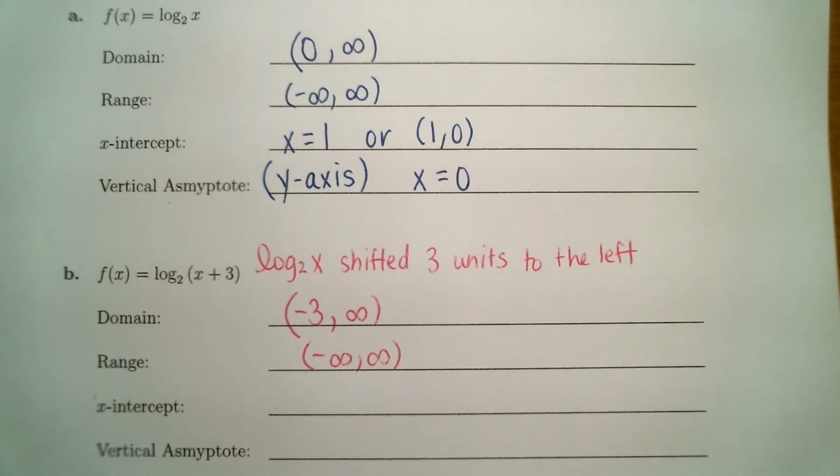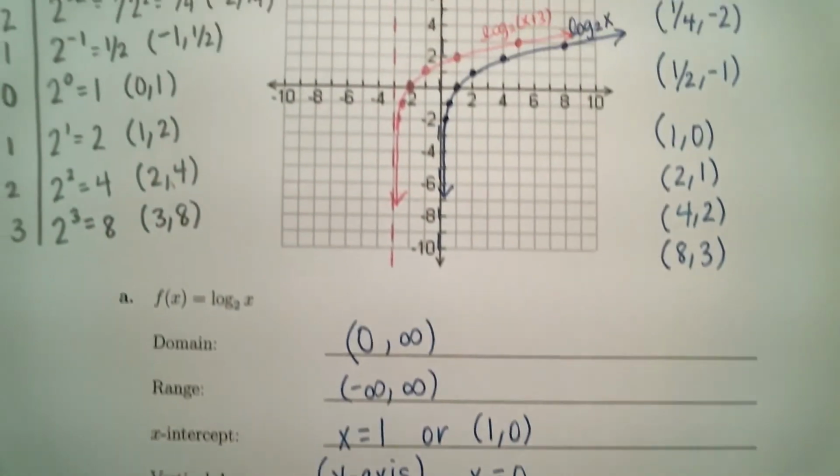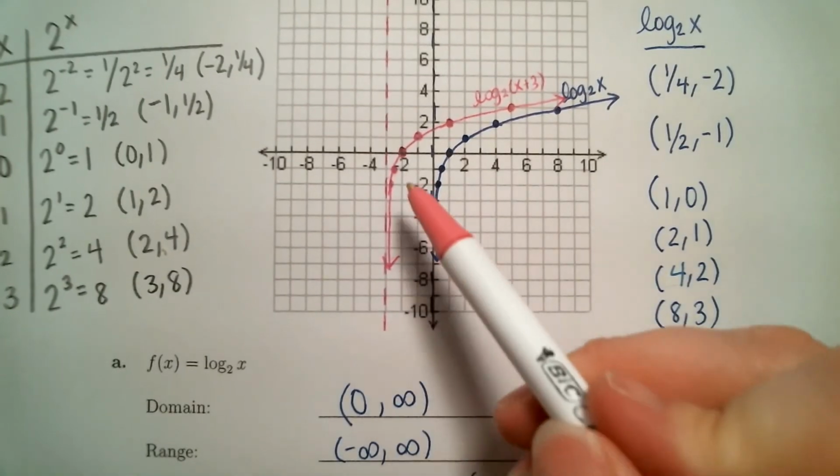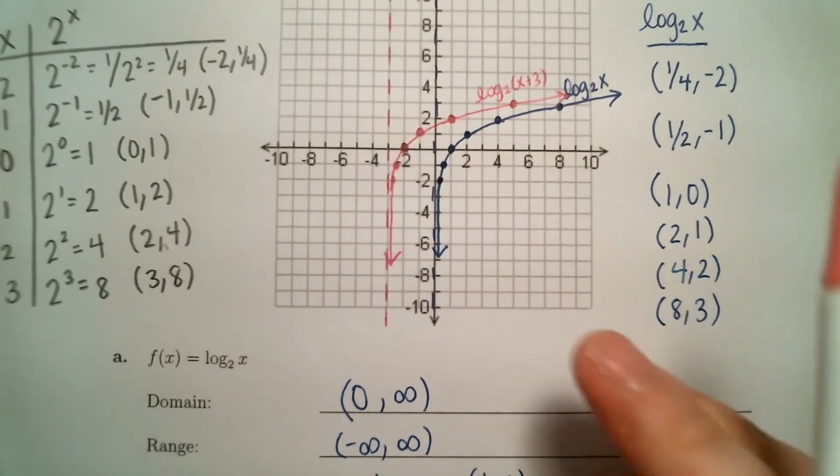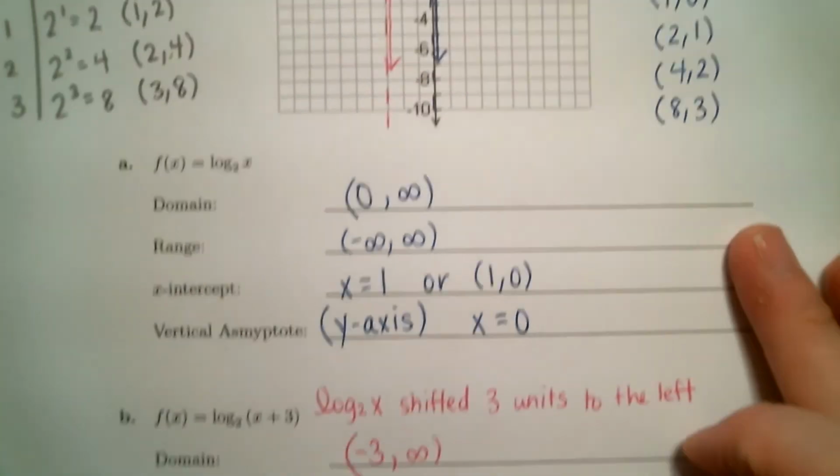All right, for this graph, the x-intercept has definitely changed from the parent function. Now our x-intercept is right here at (-2, 0). Go ahead and write that in.